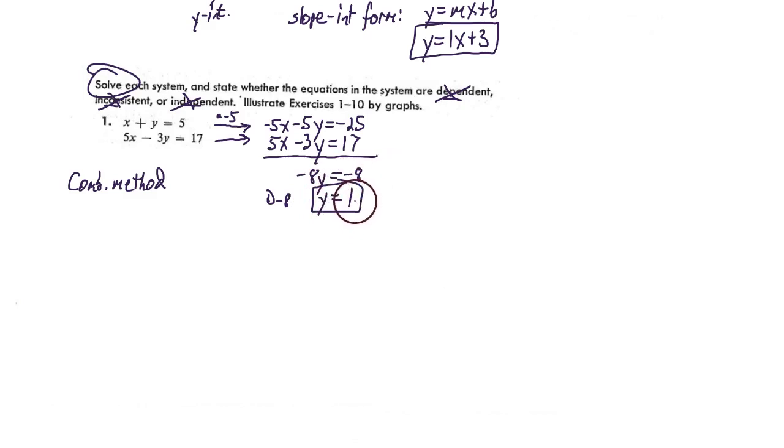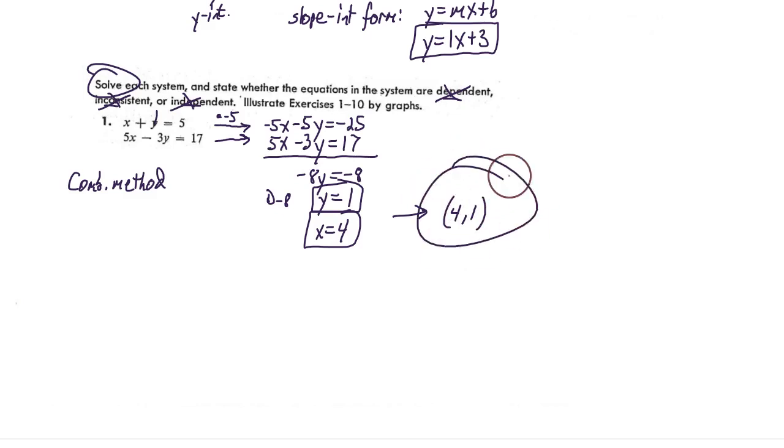Now let's get the answer for x. In the original equations, which one looks easier to substitute a 1 for y? I think probably this first one, right? Put a 1 right there. So we have x plus 1 equals 5. So what's x? X is 4. It's common to write your answer as an ordered pair. 4, 1. Always put the x coordinate before the y coordinate.